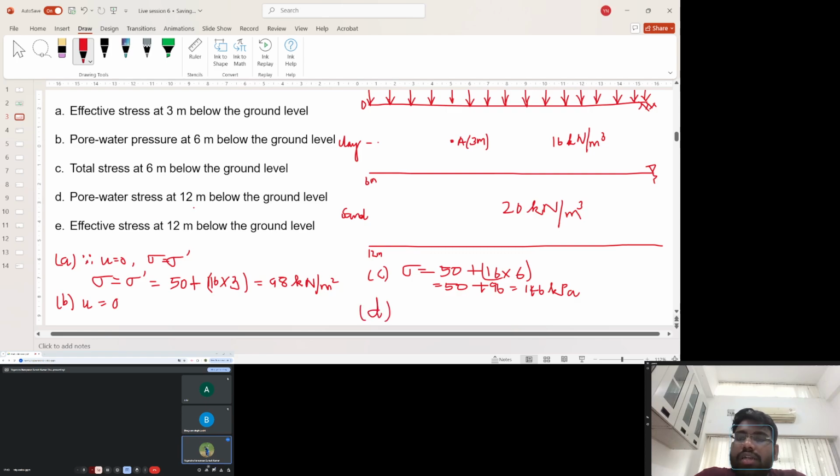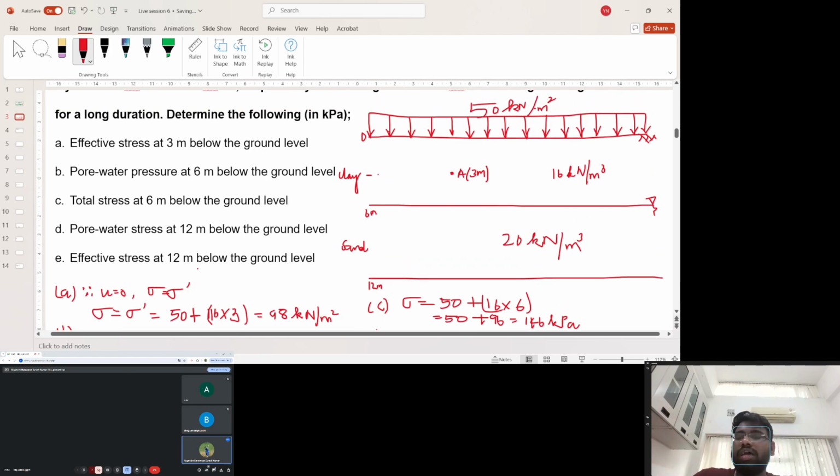Pore water pressure at 12 meter below the ground level. Pore water pressure starts at 6 meters, so the water column is 6 meters. So uw at 12 meters is gamma w into h, which is gamma w, you can take it as 10, into 6, which is 60 kilopascal. Right?